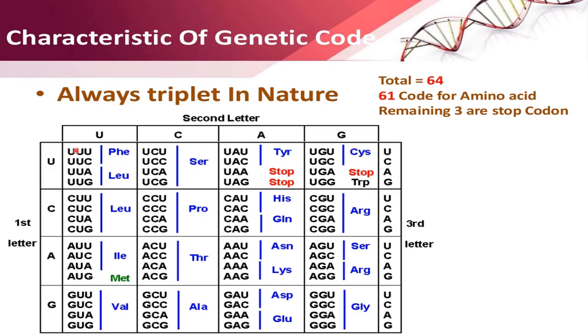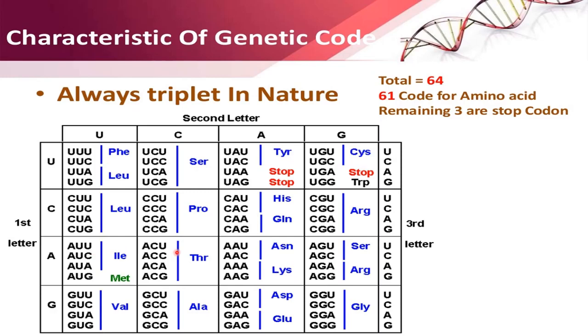So now start from here: take the first letter from here, the second letter from here, and the third letter from here, then it will be UUU. Then come to the second: first letter from here, second letter from here, and third letter from here, so it will be UUC. Similarly, take the first letter U, the second letter also U, and the third letter from here, that is A. Now take one more example: this is the first letter, this is the second letter, so AU, and the third letter will be U. So it will be AUU.